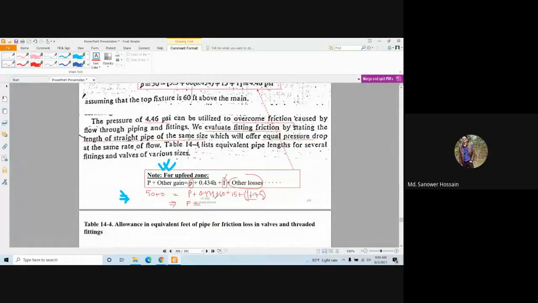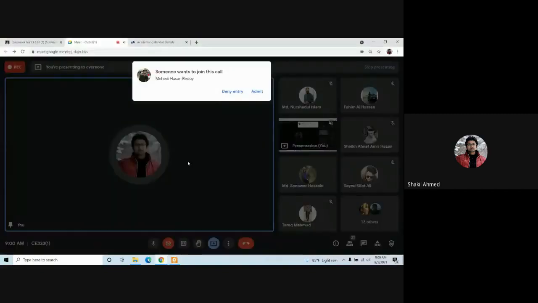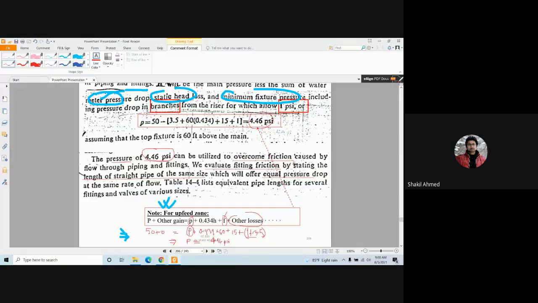Sir, 4.46. So 4.46, this is the total frictional loss. Now this pressure of 4.46 psi, this frictional loss can be utilized to overcome friction caused by flow through pipings and fittings.